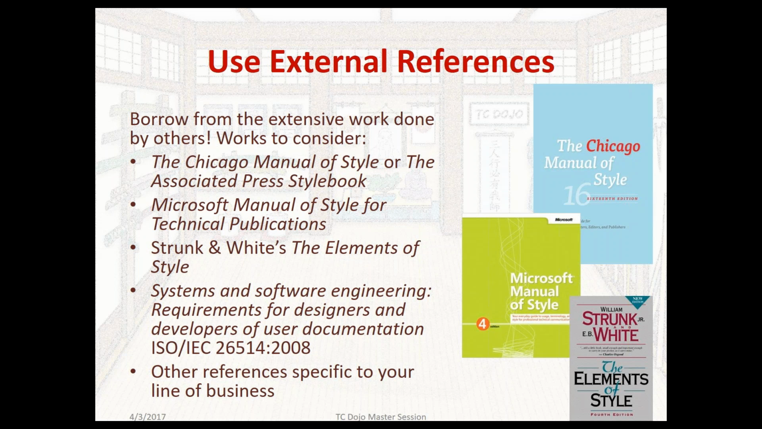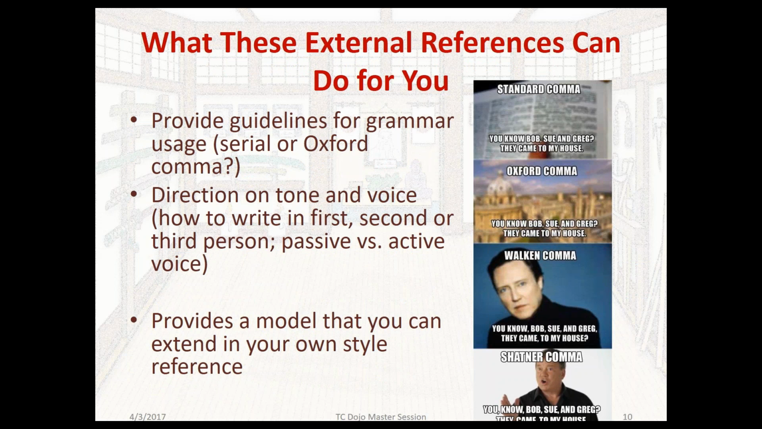And there is a nice copy available on Project Gutenberg. So if you go to Project Gutenberg and type in Elements of Style, you'll find a nice free copy of the original first edition from 1920 that you can reference. And what these external references can do for you, they can give you guidelines for things like, say, grammar usage.